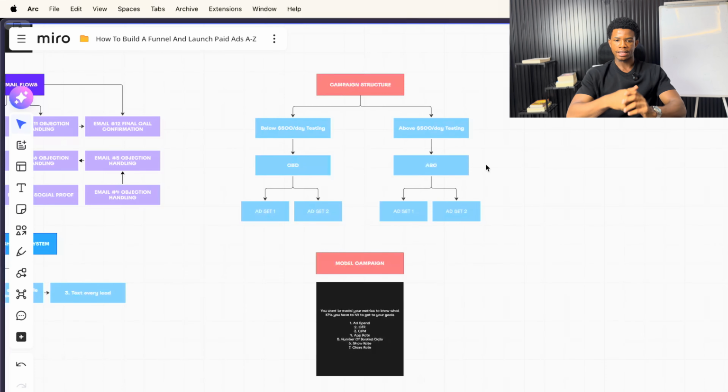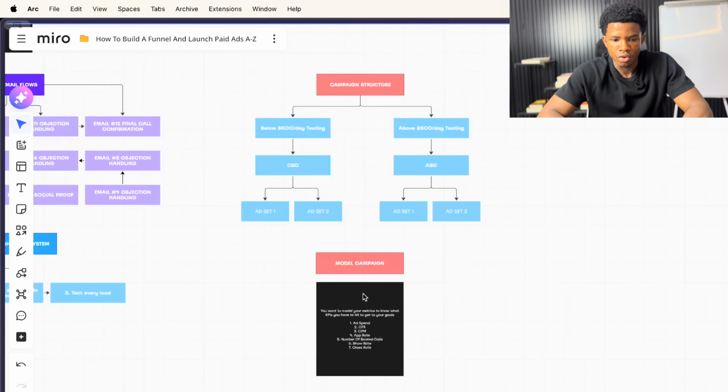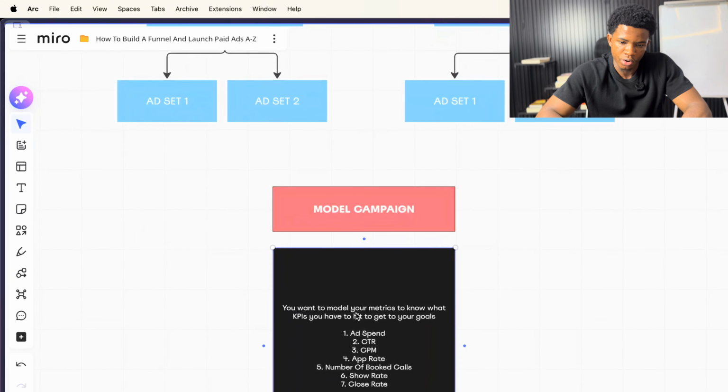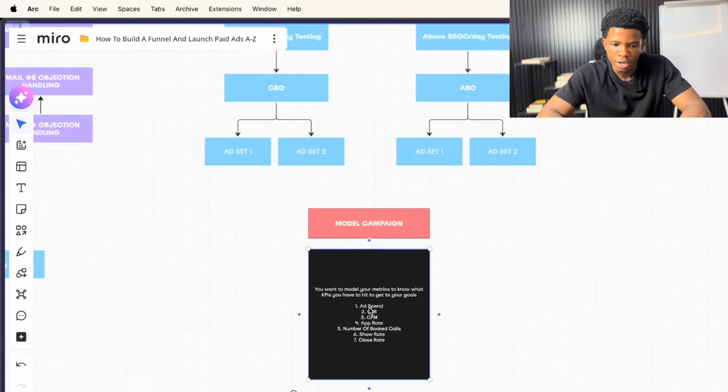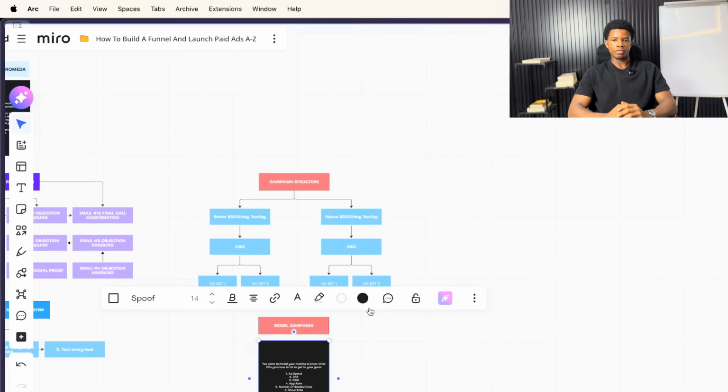So that is it. And then, like I said, you have to always make sure you're modeling your campaigns to know what you have to do to hit your goals: your ad spend, your click-through rate, your CPMs, your app rate, your number of book calls, and show rate, right? So you have to be modeling all of these things.